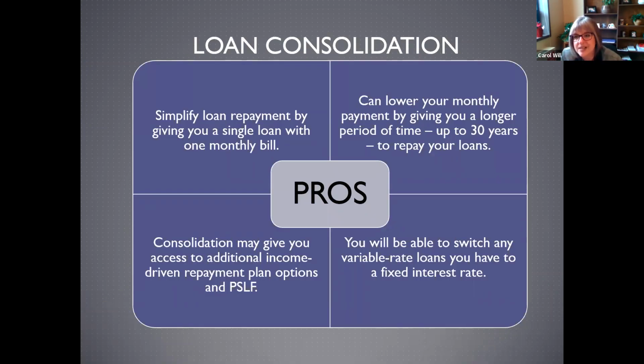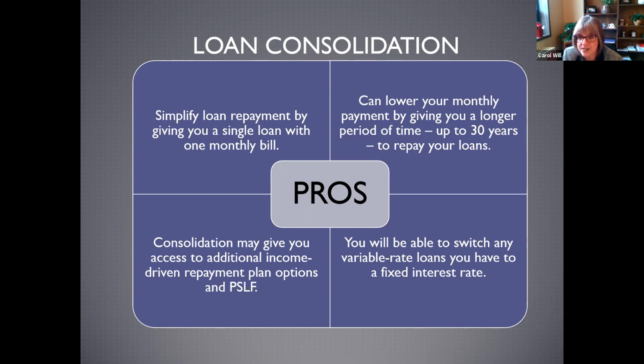A direct consolidation loan may help make payments more manageable by combining several federal student loans into one loan with one monthly payment. You need to apply for loan consolidation and choose a repayment plan. Depending upon the amount of your federal student loans and the repayment plan you choose, you have between 10 and 30 years to repay your direct consolidation loan. Private education loans are not eligible for direct loan consolidations.